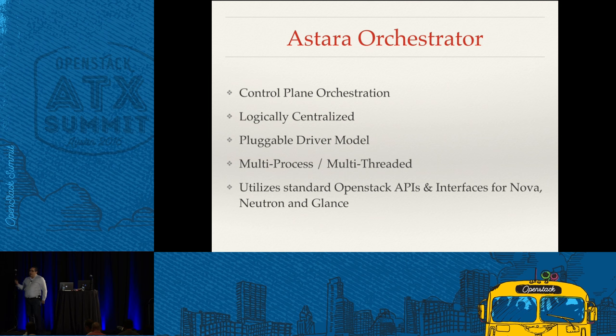So one of the key aspects about this platform is our orchestration platform. Like I said, we extend and simplify the environment. So our orchestrator is actually the control plane orchestrator, right? It's logically centralized. What we mean by that is we can create a cluster of the orchestrator to provide control plane high availability. It's a pluggable driver model, so as new services come in or however you want to extend it, we have a driver model. You can plug in additional features that you want. From the get-go, this is a Python process. We use threads, so it's multi-process as well as multi-threaded.